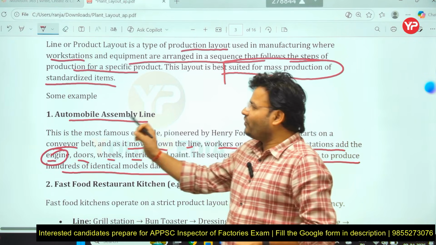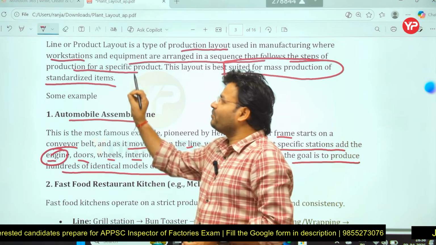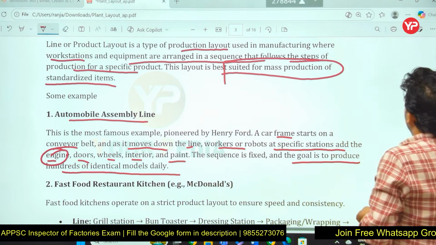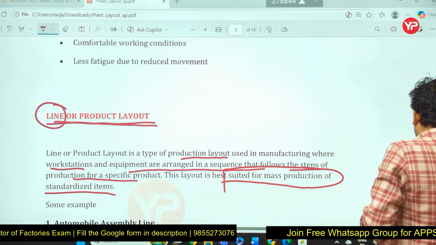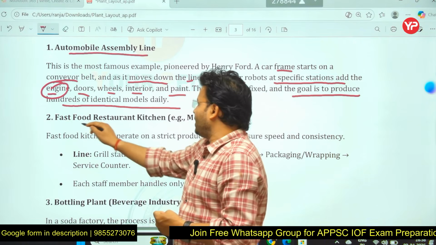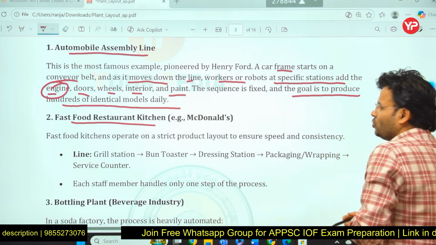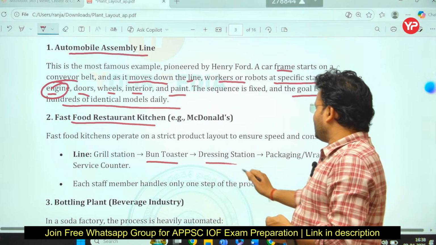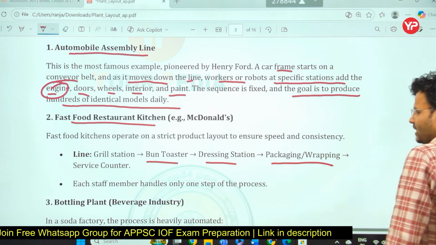So that is the meaning of an automobile assembly line. It is an example of a line, or product layout, not process layout. This is called product layout. Another example is a fast food restaurant kitchen, like McDonald's, where you have the grill station, bun toaster, and dressing station.